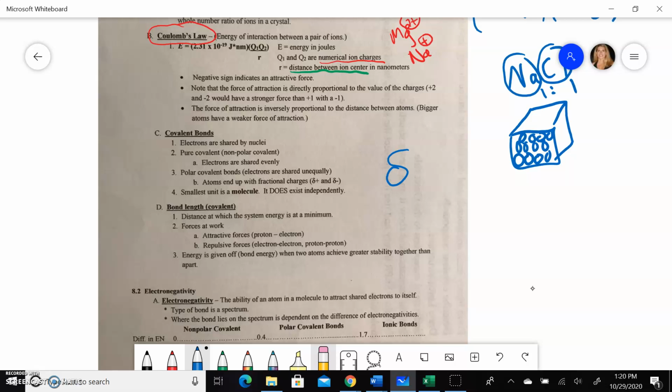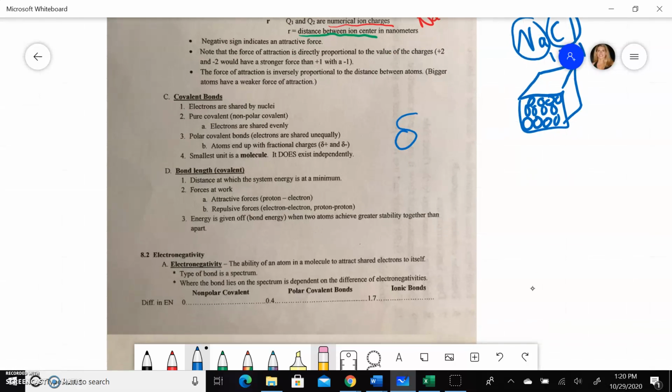So it just means that the charge distribution is kind of lopsided instead of having a complete positive and a complete negative. The smallest unit for this is a molecule, and this is different from a formula unit because it does exist independently. So when we talk about water, we are talking about a little family of 3 atoms that are floating around together as a unit.